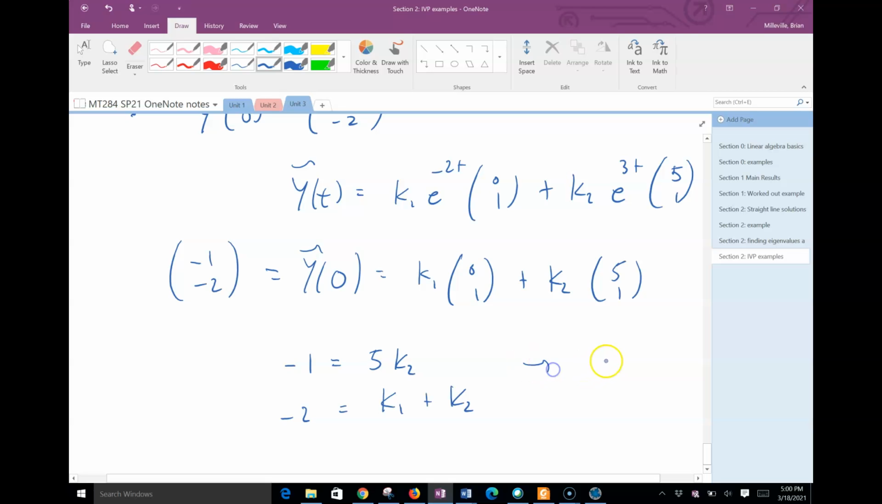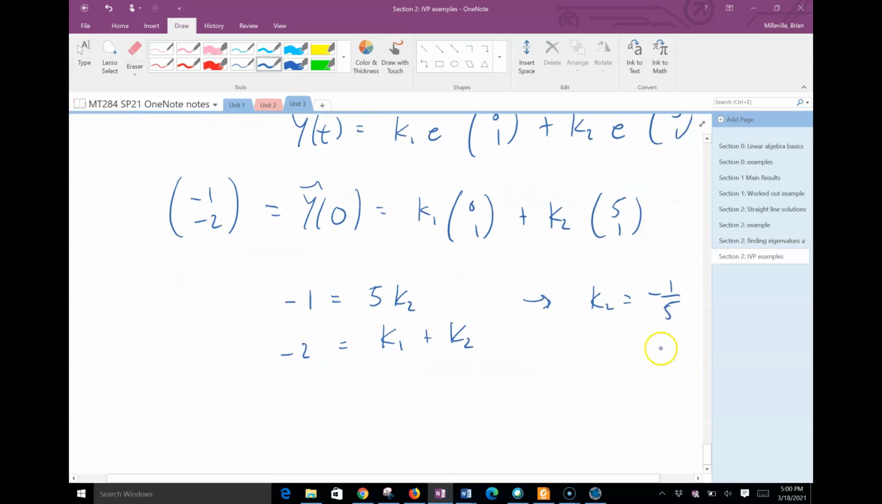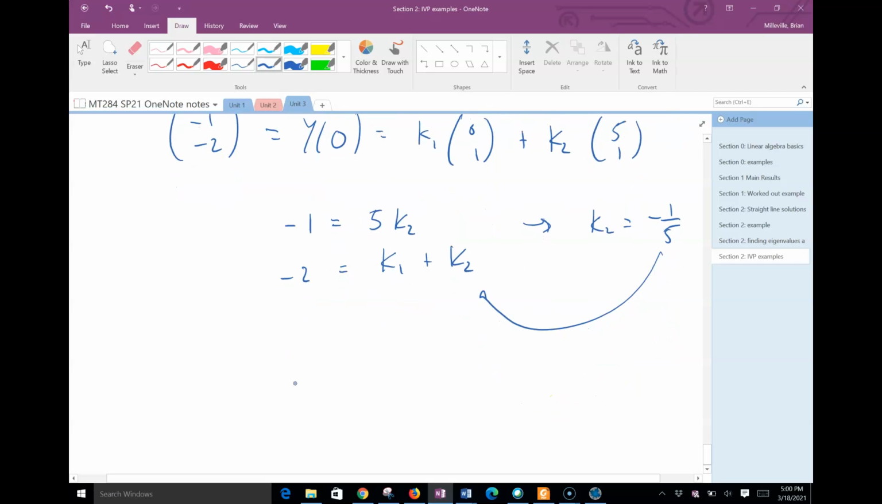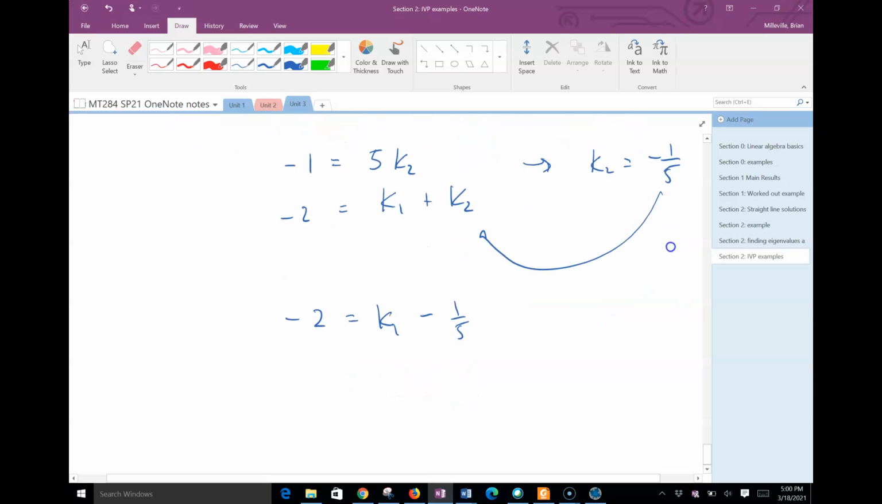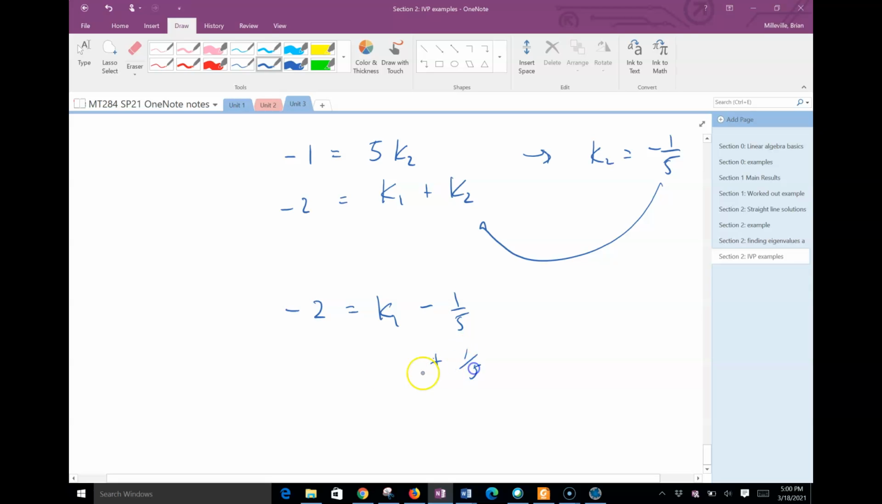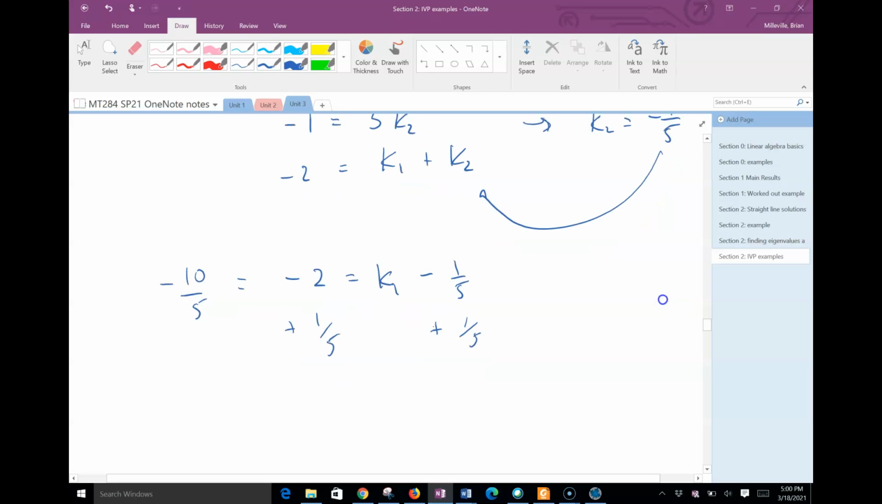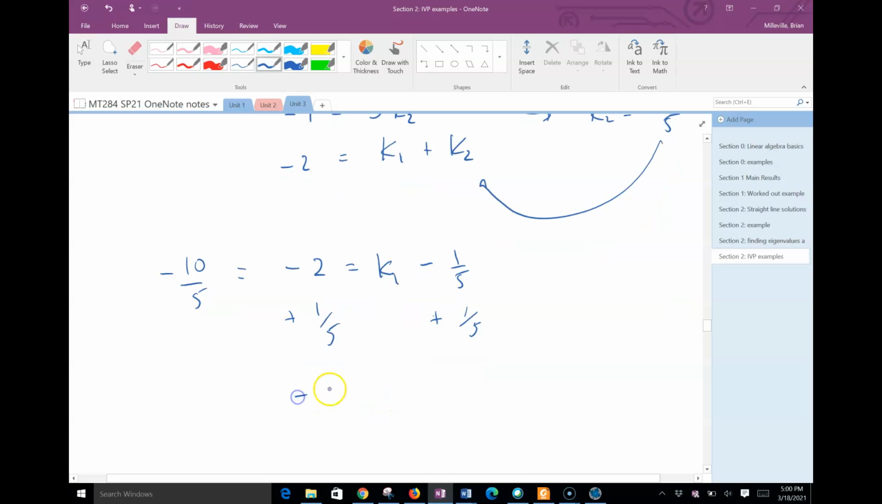Now, like the previous initial condition above, we can just divide by 5 to get that K2 is -1/5 in this example. Now we take that and substitute it into the second equation and rewrite that. So we get -2 equals K1 plus -1/5. Now we need to add 1/5 to both sides. Let's rewrite this as -10/5, putting -2 as -2/1 and multiplying top and bottom by 5. Adding those results together, we get -9/5 equals K1. So you might come up with integers, you might come up with fractions when we solve for the constants K1 and K2.